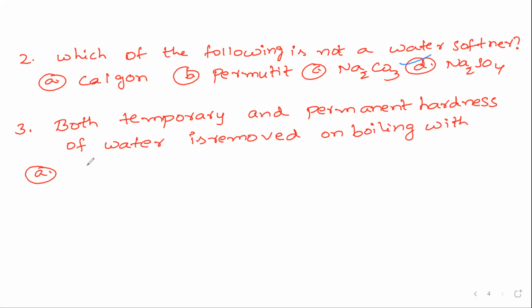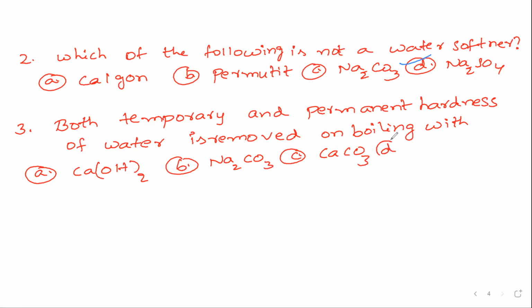Option A, it is calcium hydroxide. Option B, it is sodium carbonate. Option C, it is calcium carbonate. And option D, it is calcium oxide. So these are the four options they are given. Very, very important question. Both permanent and temporary hardness are removed by using sodium carbonate. So the answer is sodium carbonate, because this is used in both temporary hardness and permanent hardness of water.